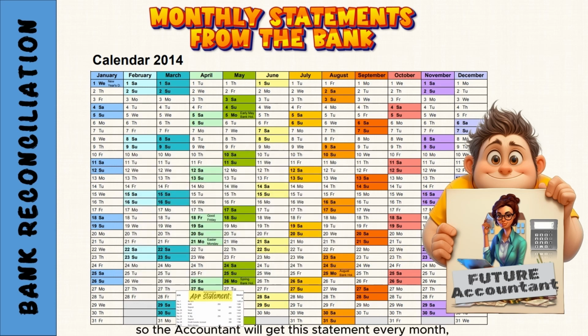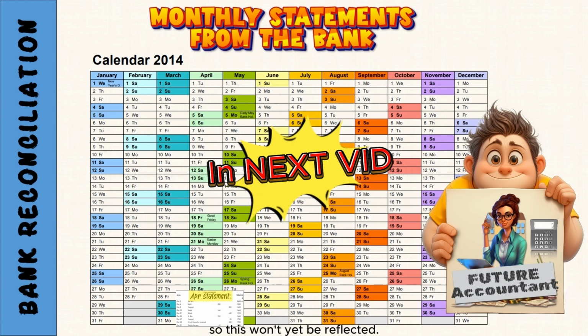So you, the accountant, will get this statement every month, normally at the end of the month. When you get it, you'll make sure that the bank balance matches that in your cash book. You also will realize that some transactions might not have been processed at this time. So either something hasn't gone through or it will be processed at a later date. So this won't yet be reflected.